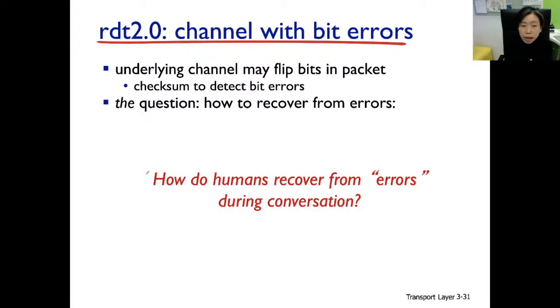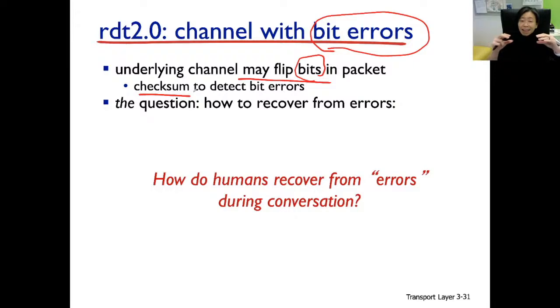And then RDT 2.0. So this is when the channel is no longer perfect, but it's not so bad either. We do have some problem, but just this problem, having bit errors, meaning the packets, if you look inside, some of the bits might be flipped. Therefore, it failed passing the checksum at the receiver. So the computed checksum and the packet header checksum somehow didn't match. Receiver then detects the bit error. The question is, how do we recover from this error?